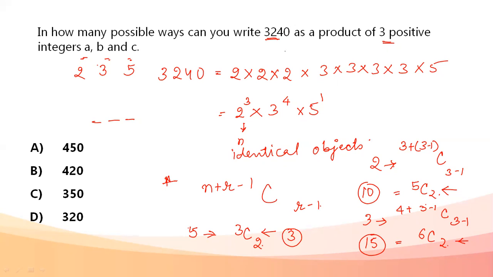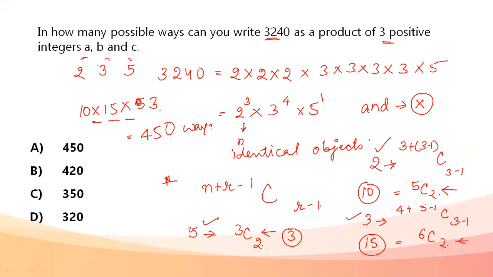Total number of ways, it is actually product of three integers. So it will be product of these ways also, because I want to arrange 2 also, 3 also, and 5 also. So whenever it is ANDing, I always do multiplications. 10 into 15 into 3 is going to be my answer. That is in 450 ways I can do the arrangement. So my answer is option A, 450.